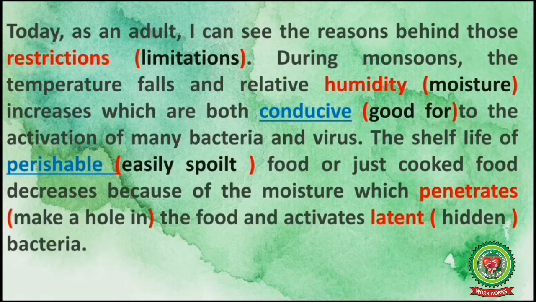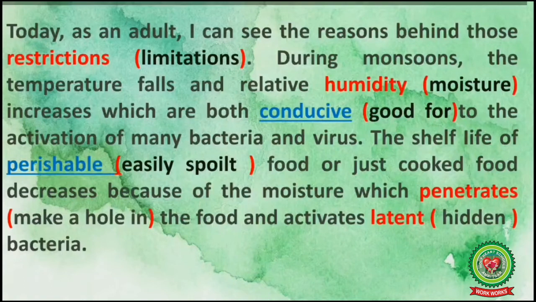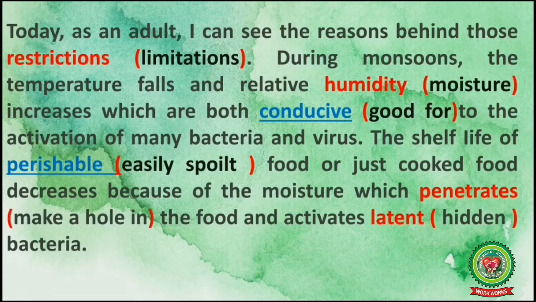Now students, in this paragraph, the writer says that now when he himself is an adult, he can understand why the adults imposed all the restrictions on the children. He says that during monsoon, two things happen. First, temperature falls and second, humidity rises. Both these conditions are suitable for many bacteria and virus to activate. As a result, perishable food or just cooked food gets spoiled because of the moisture which gives rise to the bacteria.